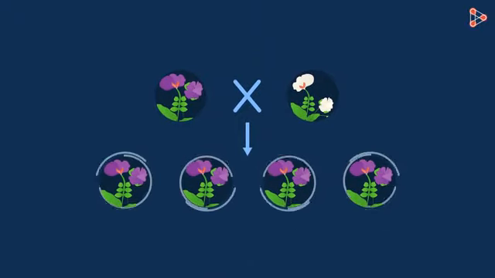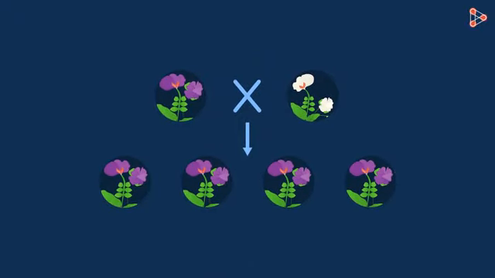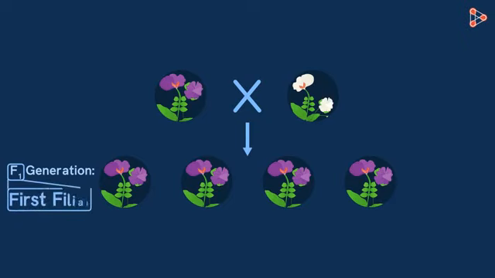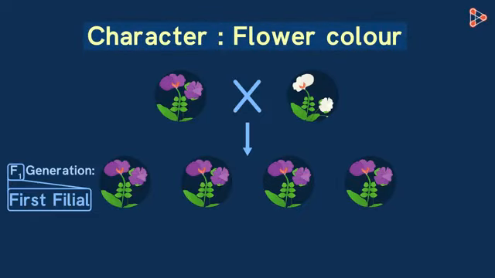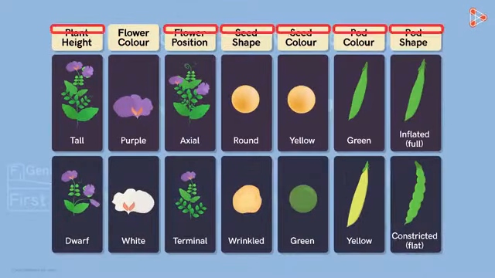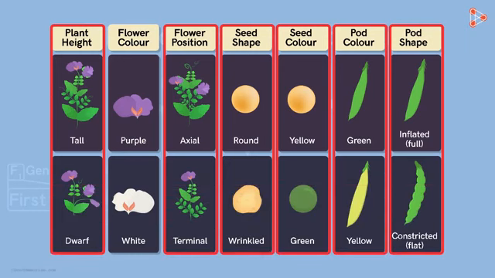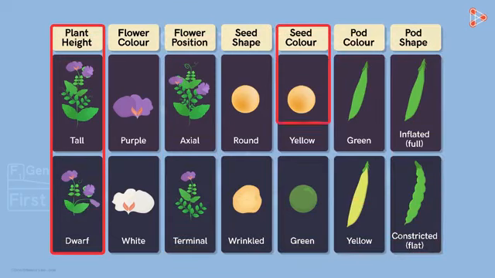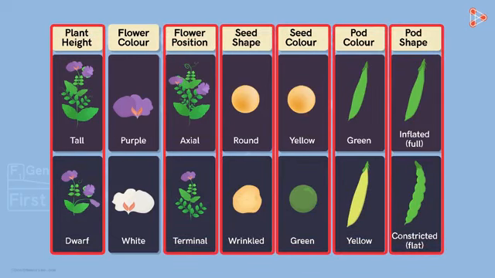The first set of results were that all the plants in the first or F1 generation were with purple-colored flowers. Here, the term F1 indicates the first filial generation. In this case, he considered color of the flower as a character. Did he cross pea plants having other characters too? Yes, he considered all the other characters like plant height, seed color, and so on. And then he found that only one character is expressed in the F1 generation.